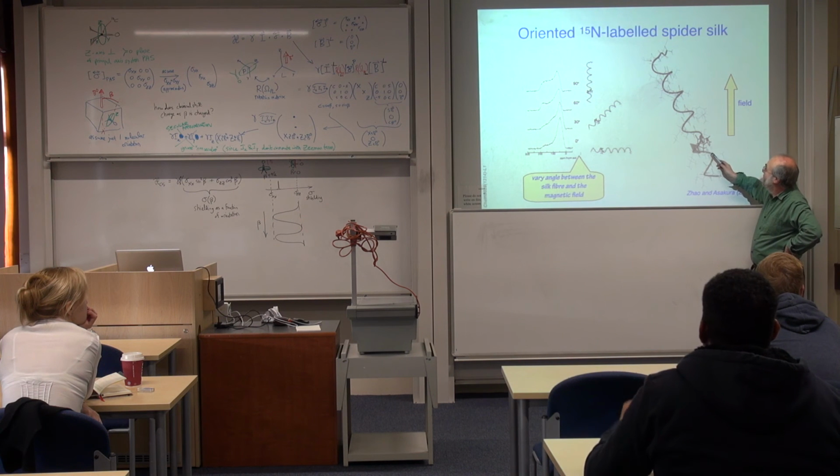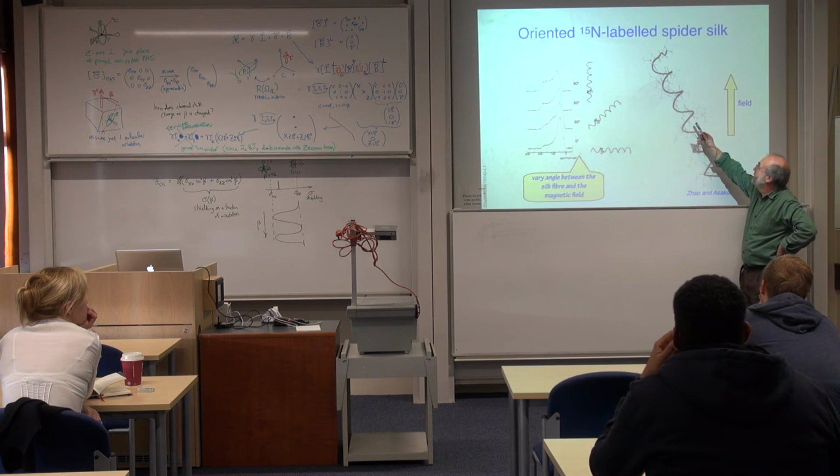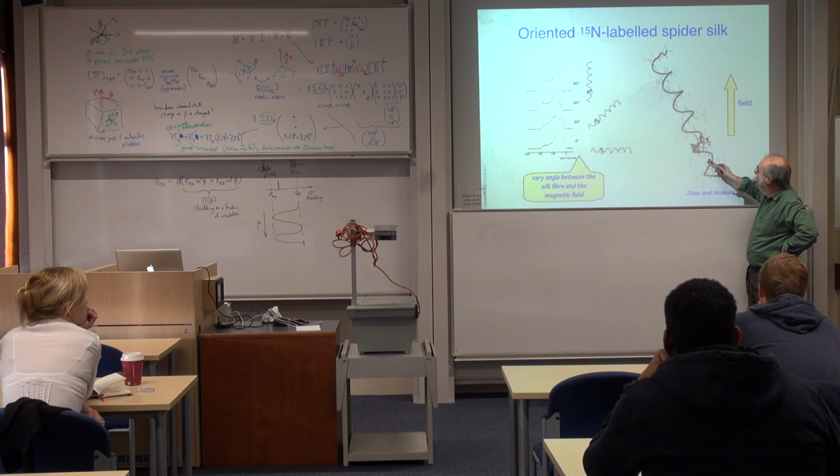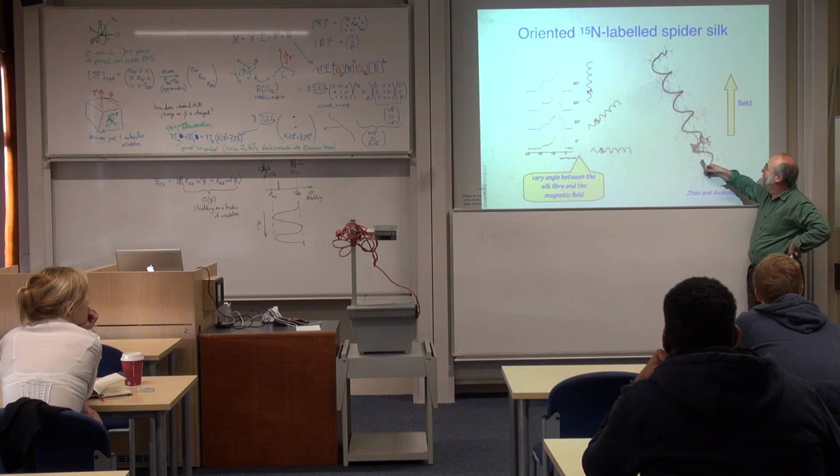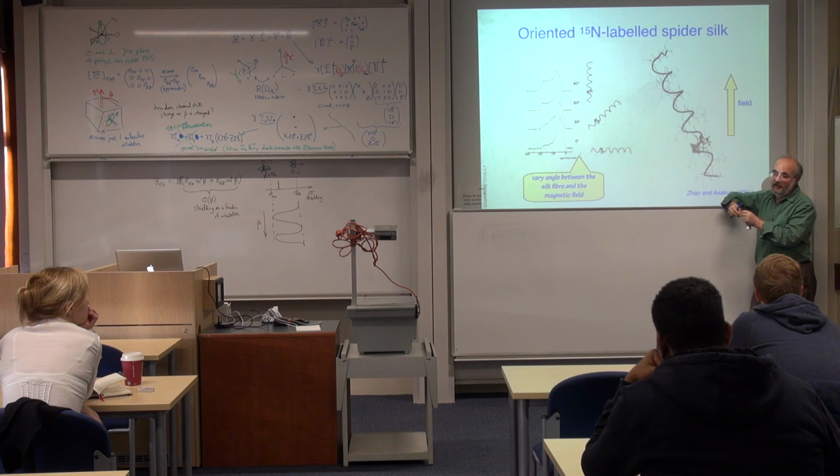So the fibre is actually an alpha helix. The protein forms an alpha helix. And you have these peptide bonds which have chemical shift tensors which are oriented in a specific direction with respect to the helix. So by stretching the fibre, that orients the helices along the stretch direction. So you have the spider silk, and you stretch it. That orients the helices of the protein along the stretch direction. And now you've oriented the chemical shift tensors.